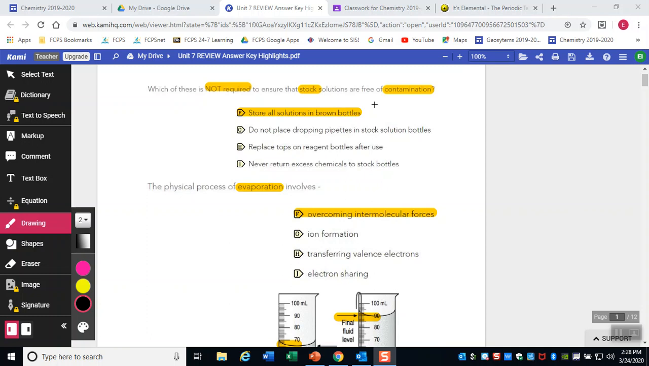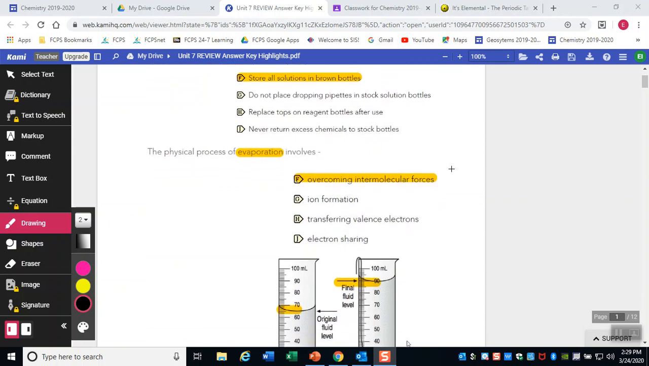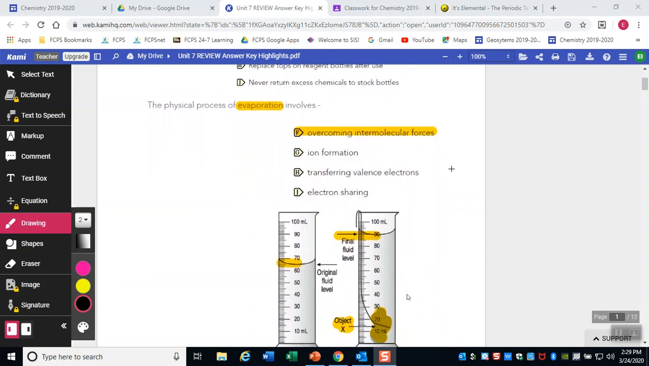So the one that doesn't really matter for contamination would be storing them all in a brown bottle. That would keep the light out, but that doesn't have anything to do with contamination. Contamination is actually something getting into the solution that doesn't belong there.